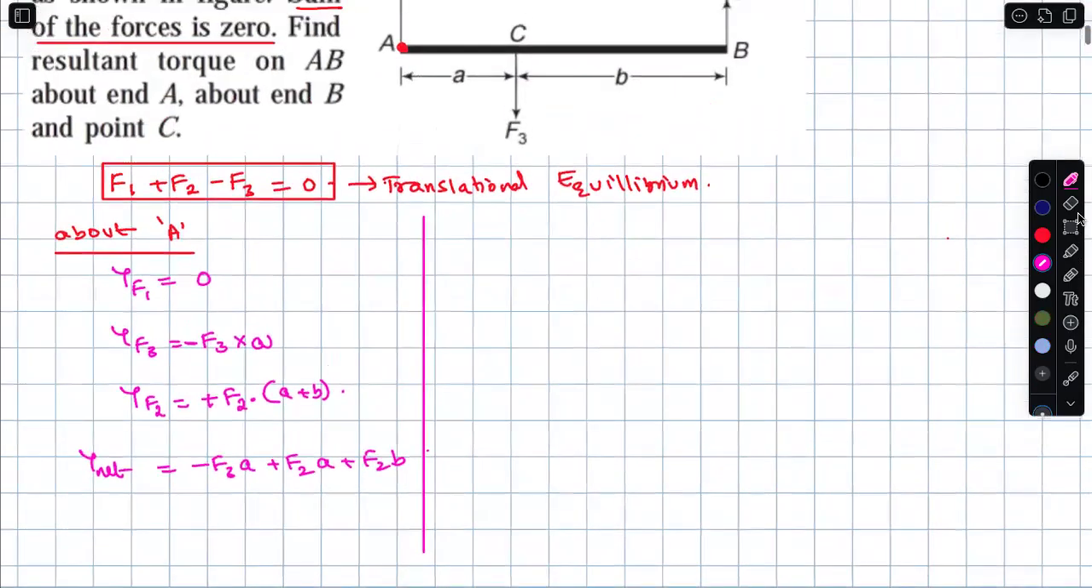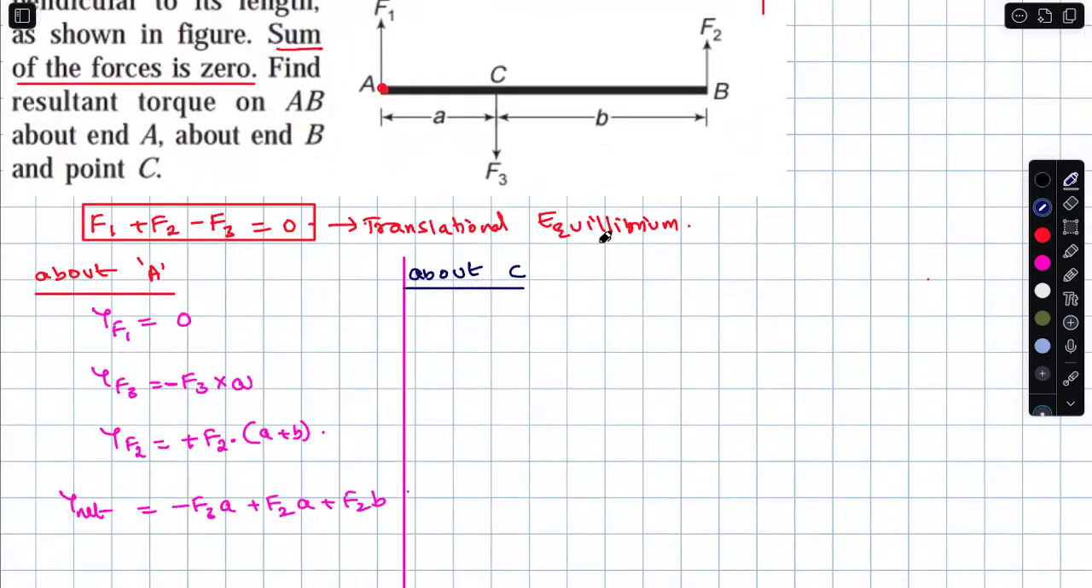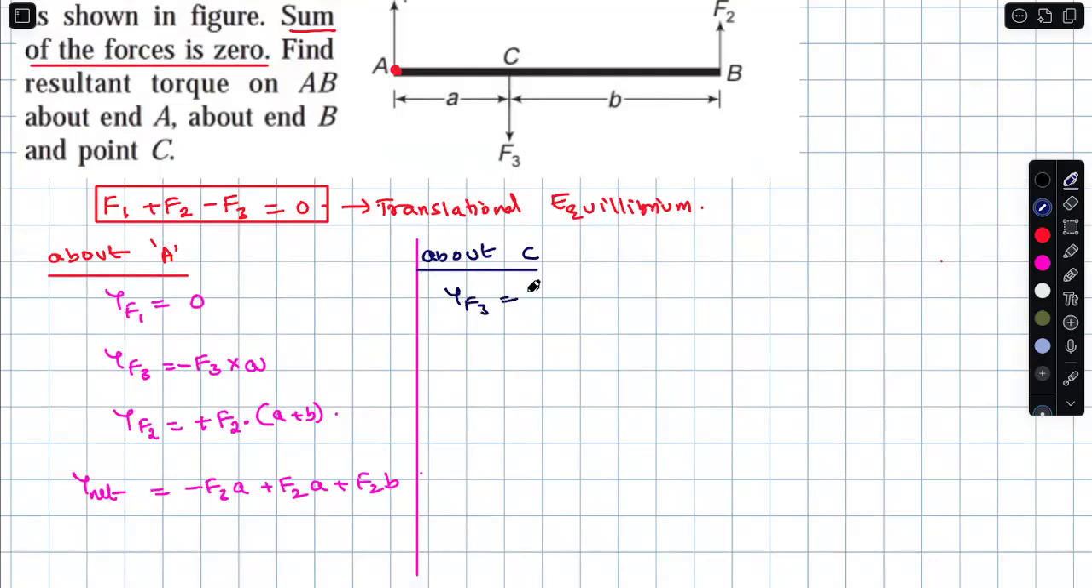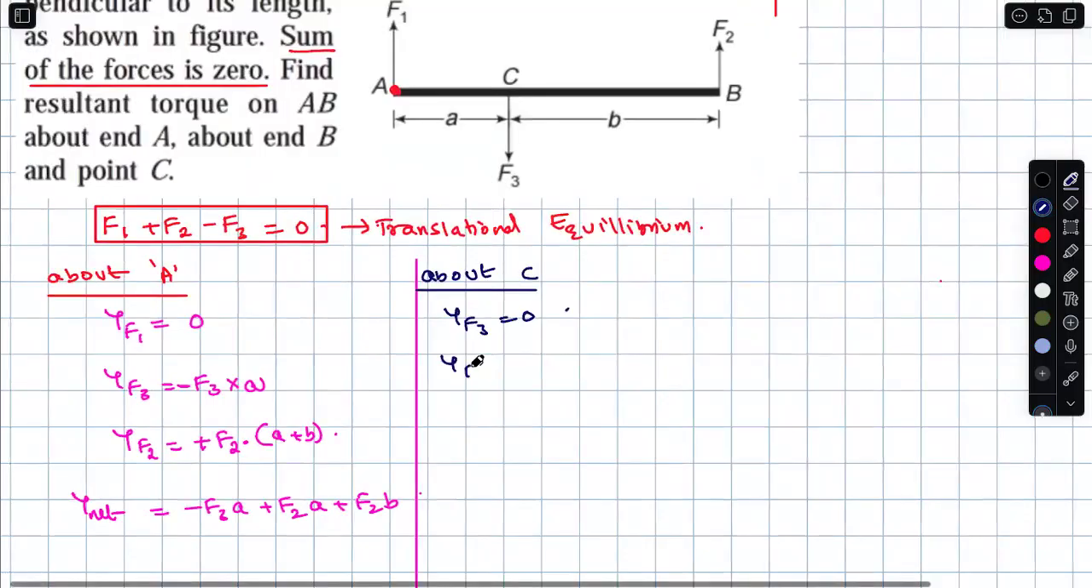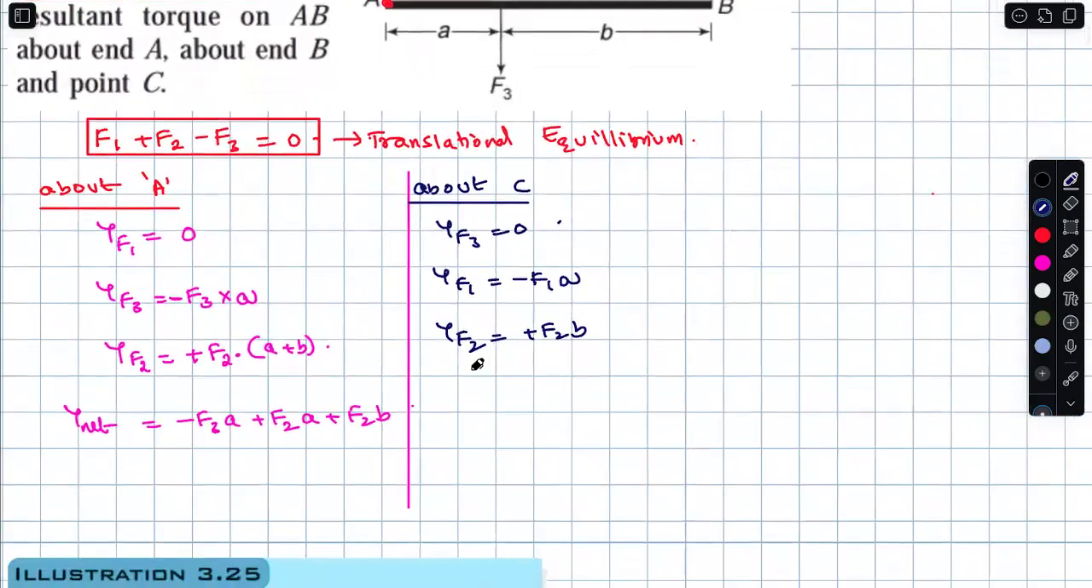Now I am talking about C. Remember, they have given the translational equilibrium condition only, but they did not mention the rotational equilibrium condition. About C, the torque of F3 is equal to 0. And the torque of F1 is, again, in the clockwise sense, and how will you write that? Minus F1A. And the torque of F2 is plus F2B, because this torque is in the anti-clockwise sense, so plus. Therefore, the net torque in this case is F2B minus F1A, right?